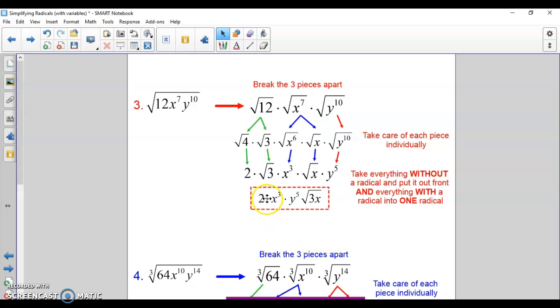Now notice I don't need these multiplication symbols. If you write them, great. I kind of like them just because they're spacing it nicely in our notes. That's all.